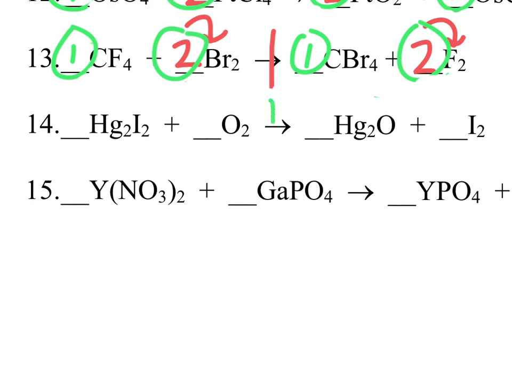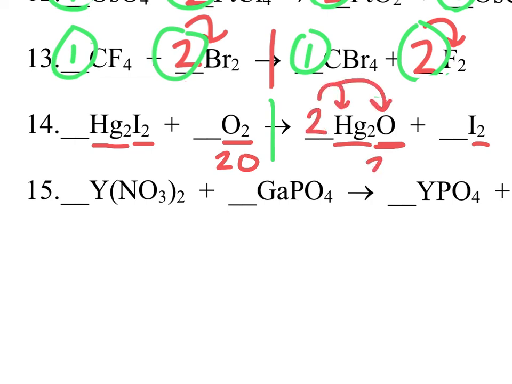Looking at 14, I'm going to divide it by reactants and product side. Let's see what I have here. I have 2 mercury and 2 mercury, so they're happy. 2 iodine, so they're happy. But 2 oxygen and 1 oxygen. Uh-oh. Okay. So if I have 1 oxygen, I have 2 over here and 1 over here. I'm going to need to multiply that by 2.